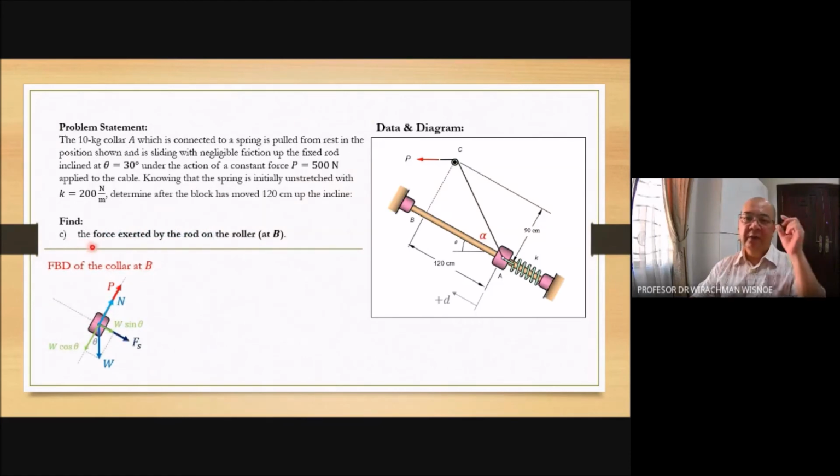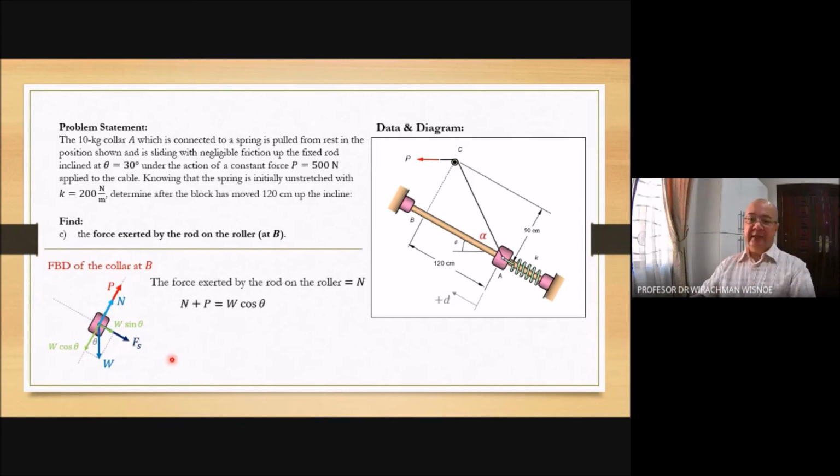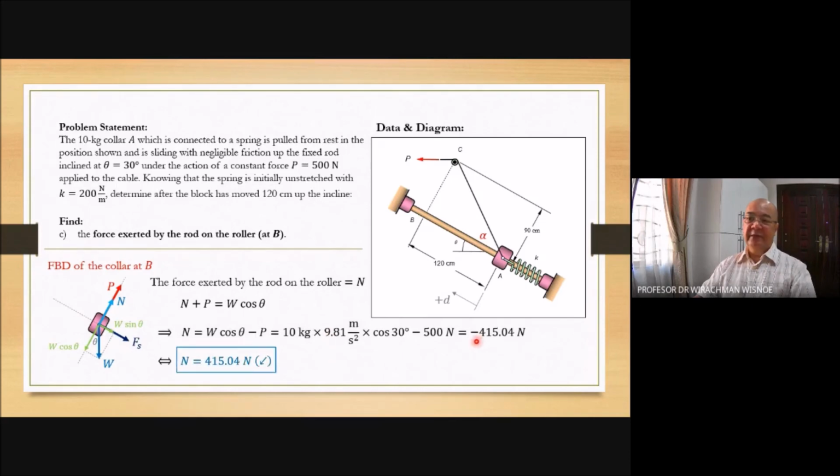Question C. What is the force exerted by the rod on the roller at B? At B, this is the free body diagram. The force exerted by the rod on the roller B is N. To obtain N, you find all the forces perpendicular to the rod. Assuming positive upward here, you have N plus P minus W cosine theta. So you have N plus P equal to W cosine theta. You have the value of N. After you calculate, you obtain a negative value of N. The real direction of the normal is downward.